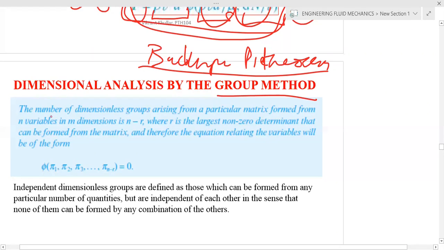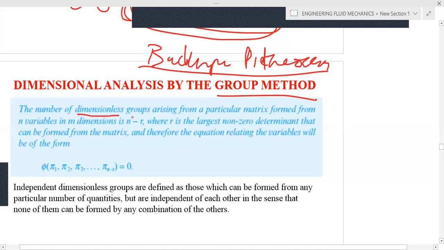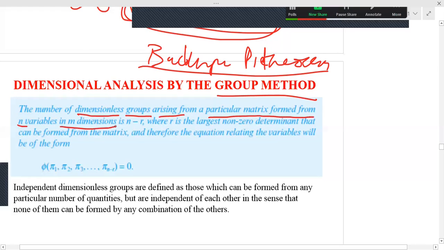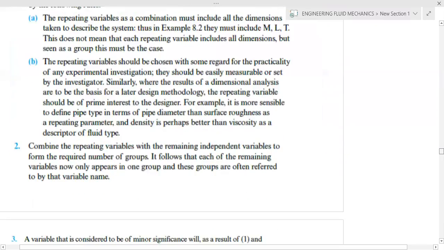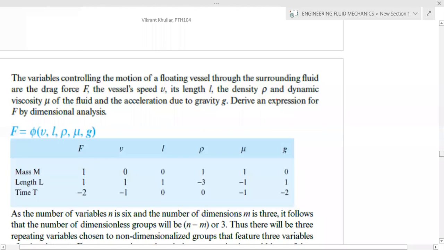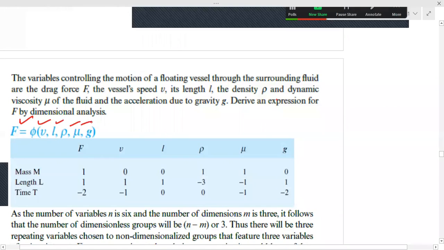So the statement is the number of dimensionless groups arising from a particular matrix formed from n variables in m dimensions is n minus r. r is the largest non-zero determinant that can be formed from the matrix. So what does that tell you? I'm coming to a problem here. So this was a problem in which, say, force was actually dependent on all these parameters.